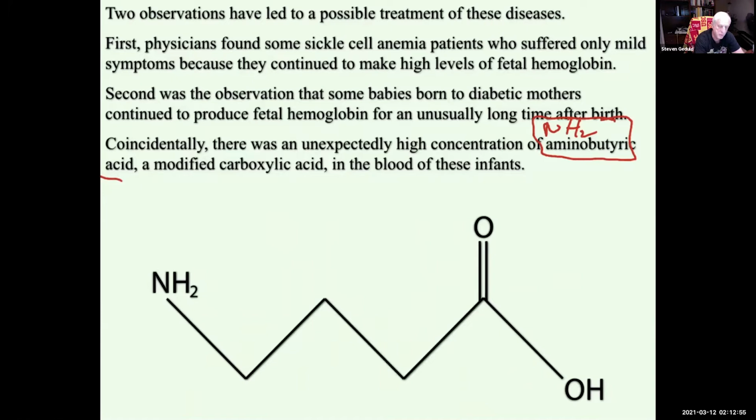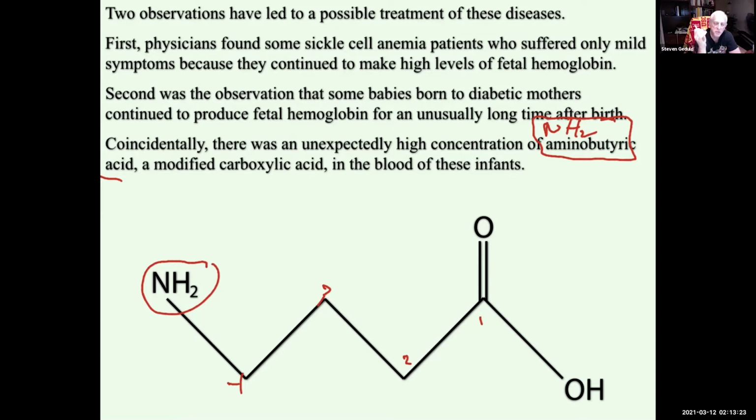So high levels of this amino butyric acid are found in the infant's blood. Okay, and this is what it looks like. Just like that. It's an NH2 group. This is ammonia. And then we have 1, 2, 3, 4 carbons, butyric acid. Okay. This is what apparently triggers the gene in these babies to keep making this fetal hemoglobin that allows them to function normally with the sickle cell trait.